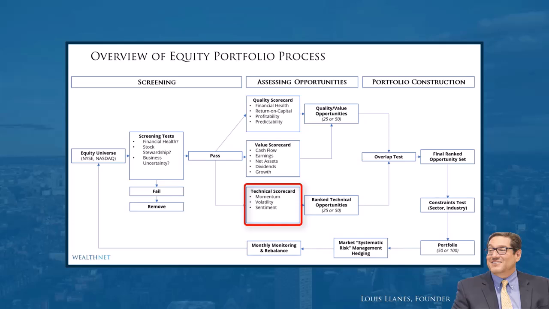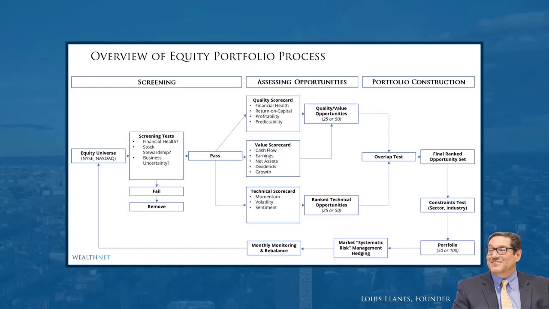And we're also looking at volatility. It's an interesting thing. Theoretically, the higher the beta of a company, the more return you should get. In actuality, when you look at it empirically, lower volatility tends to outperform. So we handicap companies that have higher volatility characteristics and give more weight to those that have lower volatility characteristics. So that's the technical scorecard. Now we take that technical scorecard and we say, okay, now we have our ranked technical opportunities. So now we have these two opportunity sets, a quality and value opportunity set and a technical opportunity set. Now, what I mean by opportunity set, we want to rank them.